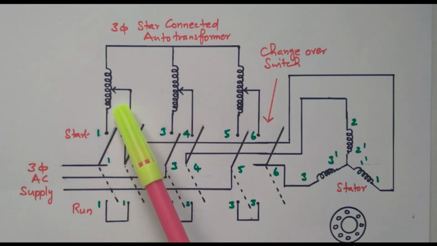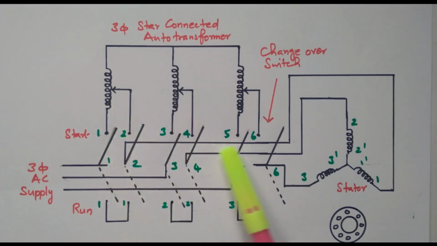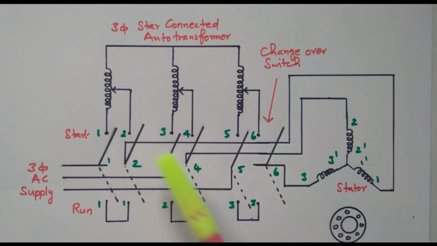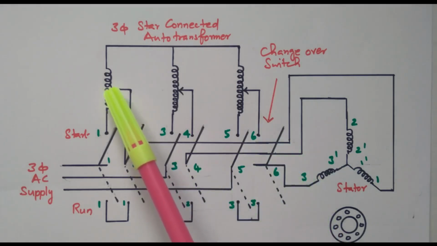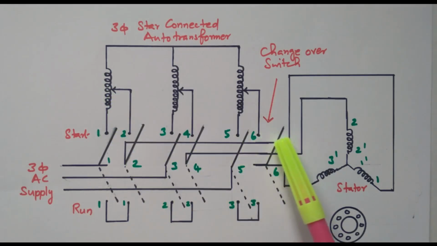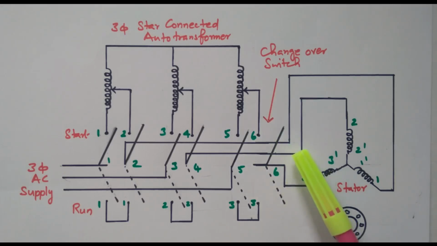So this auto transformer is initially used to reduce the voltage applied to the stator, so that we can reduce the high starting current. Then, by changing the position, we slowly increase the voltage applied to the stator. Finally it will take the full rated current and full rated voltage and rotate at the rated speed. Thereby the changeover switch is placed in the running position.